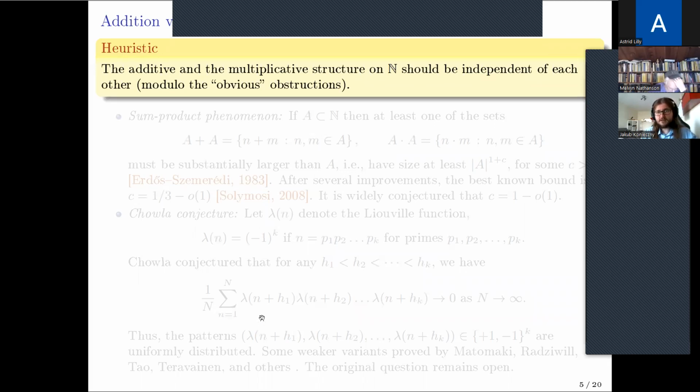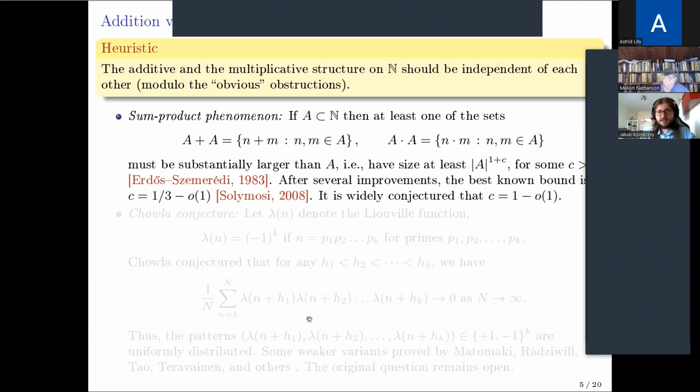So let me say a couple of words about what we would expect for this type of problem. Well, in additive combinatorics, there is a general heuristic that, well, the integers have an additive structure and a multiplicative structure, but those structures should not interfere with each other too much.